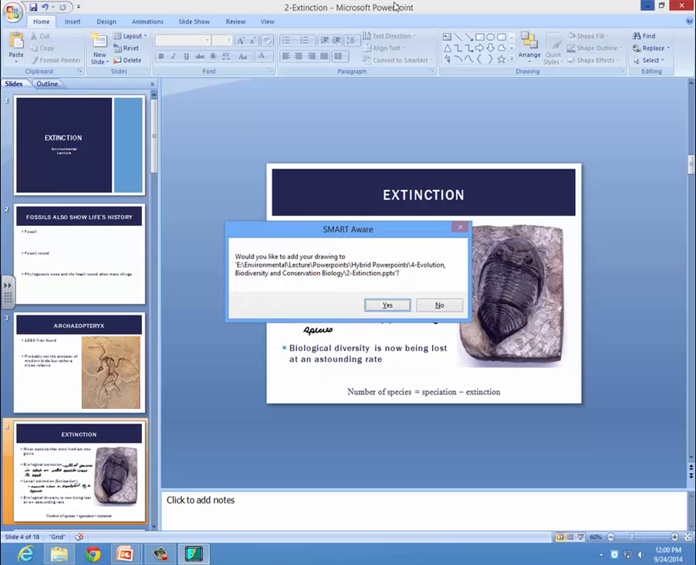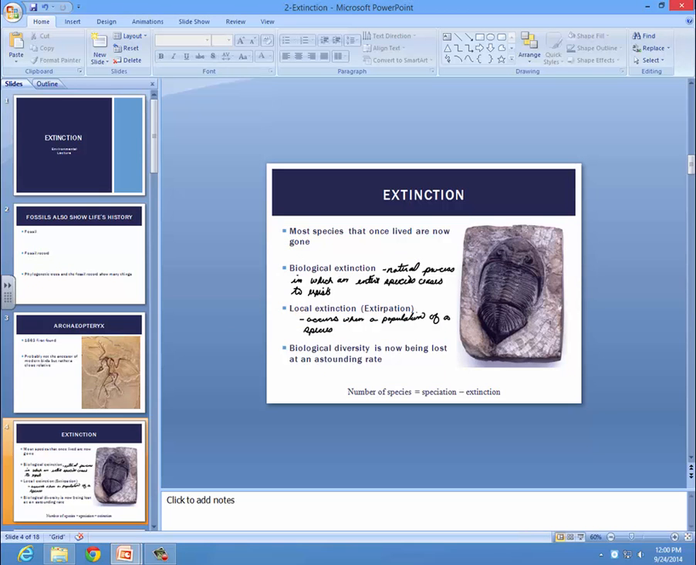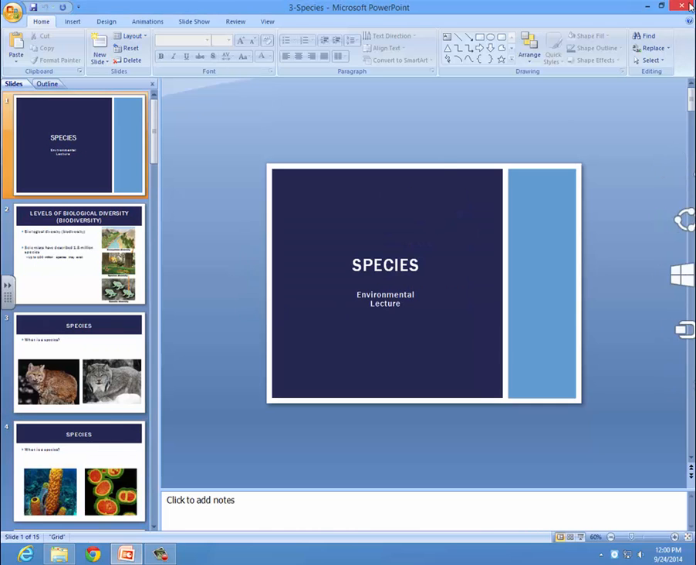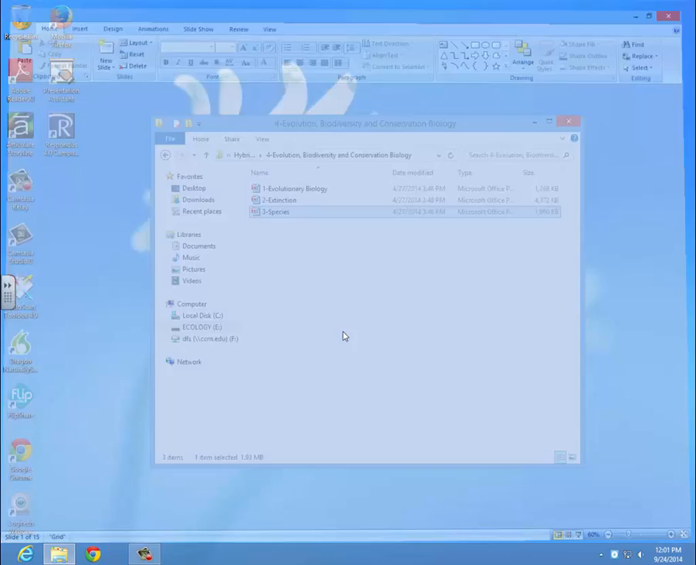All right, so that's it for this particular topic. And the last thing that we'll talk about here is going to be about species in general.